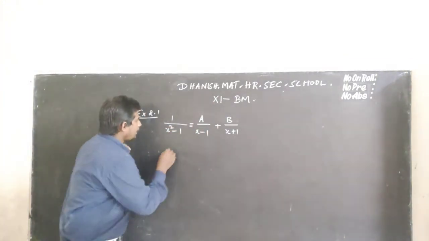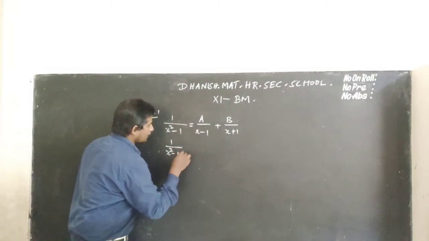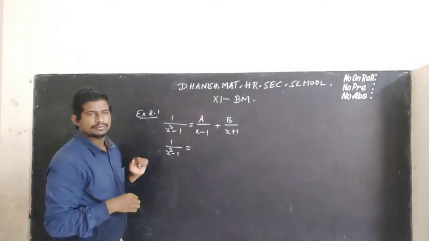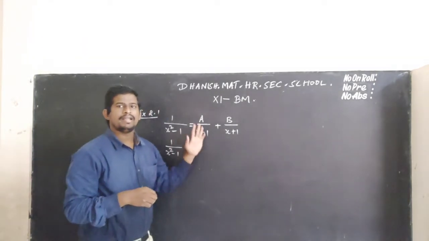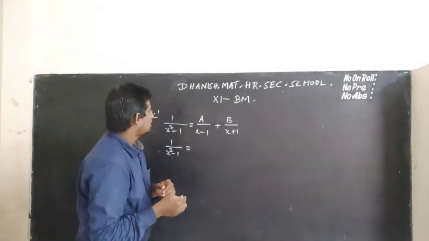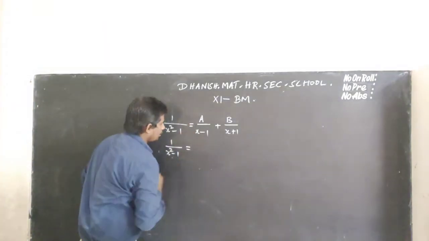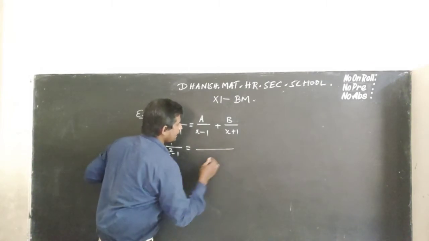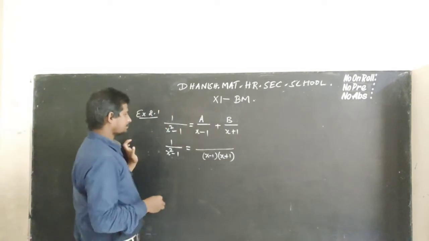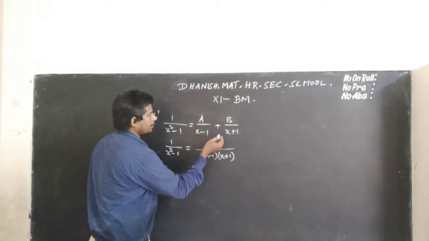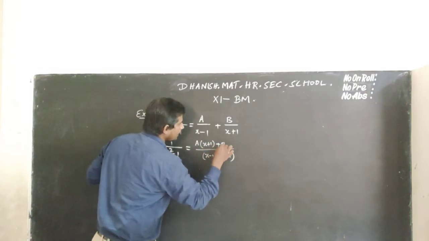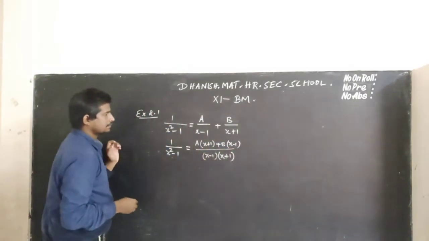So the next step would be 1 by x square minus 1 equals, this sum is based on type 1. What's type 1? Denominator contains non-repeated linear factors. Here I am going to take LCM as x minus 1 into x plus 1. Now we can go for the cross multiply. So A into x plus 1 plus B into x minus 1.